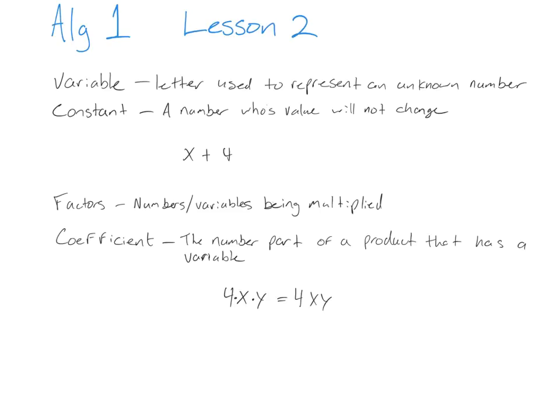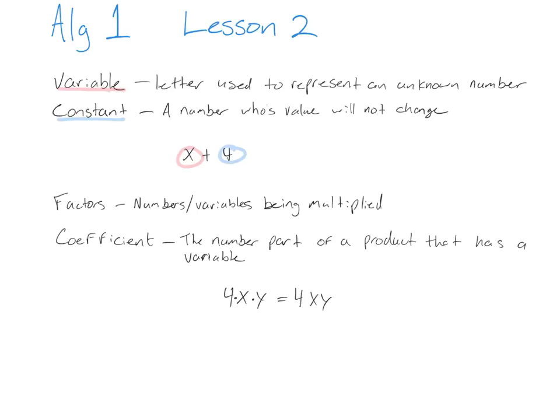The next word is constant. Well, it's just that, a number whose value will not change. So normally it's just like a number, like 4 or 17. Those are numbers. That value is not going to change. So we just have one here that we're going to look at real quick. Pretty easy, hopefully, to identify. The variable in this case is going to be the x, and the constant in this case is going to be the 4.